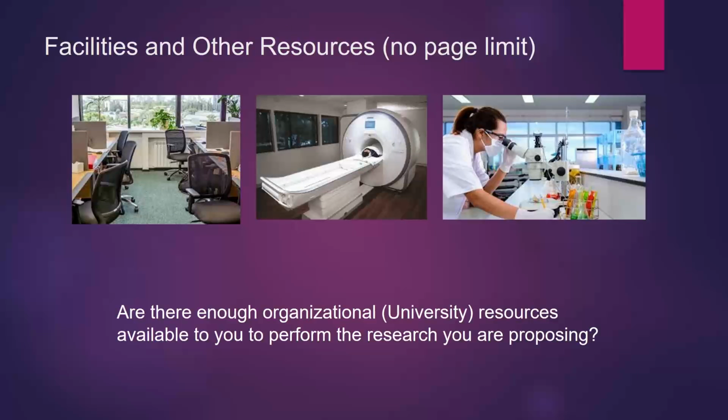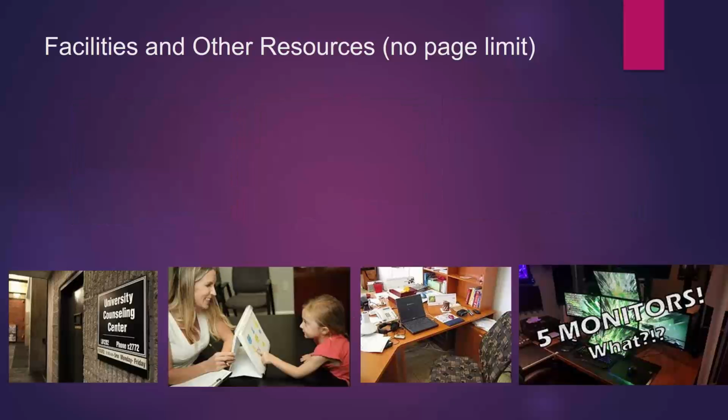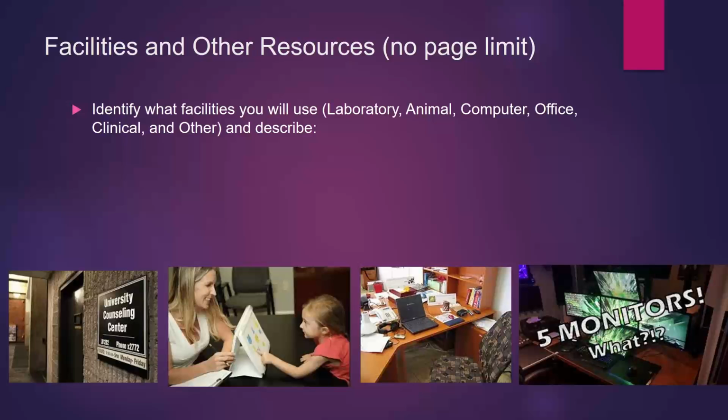So there's no page limit on this, but I don't think it'll take you that long to describe these things. So are there enough organizational, university, or institute resources available to you to perform the research you're proposing? Identify what facilities you will use. So the headings or titles are laboratory, animal, computer, office, clinical, and other, and describe their capacities. So include square footage, the address, and physical aspects of the space.